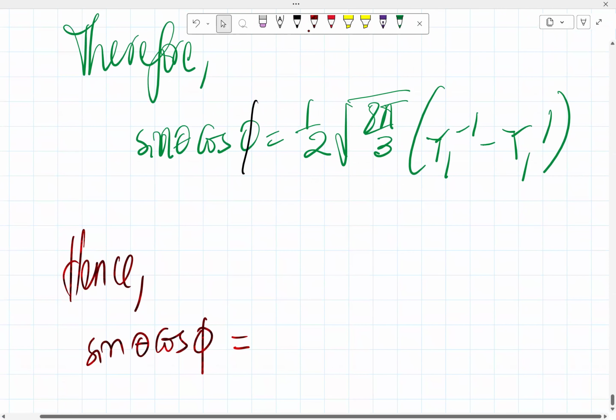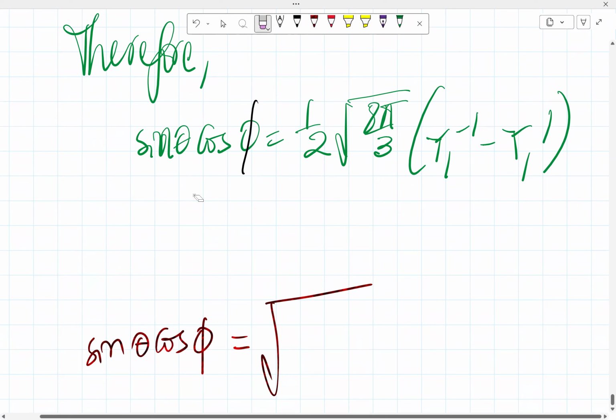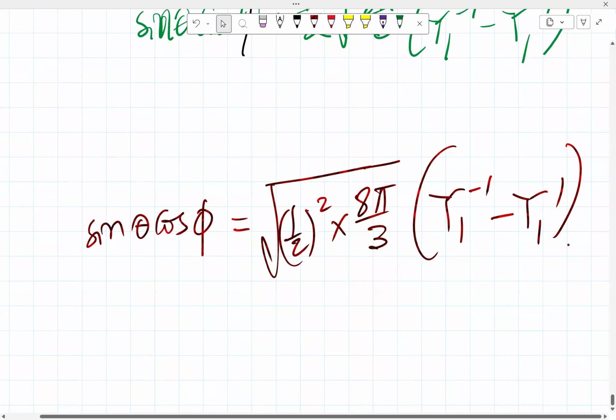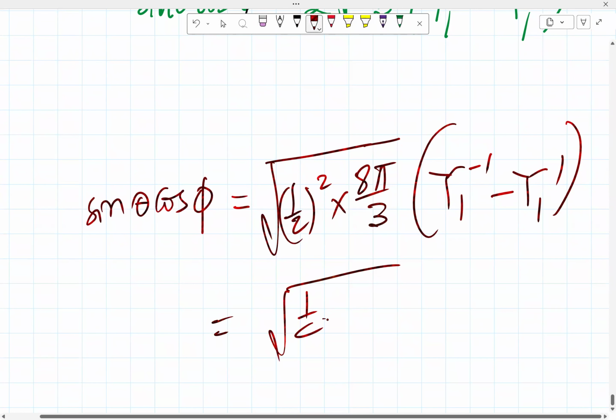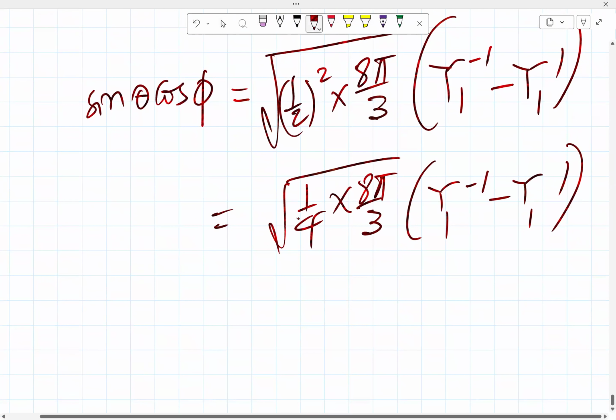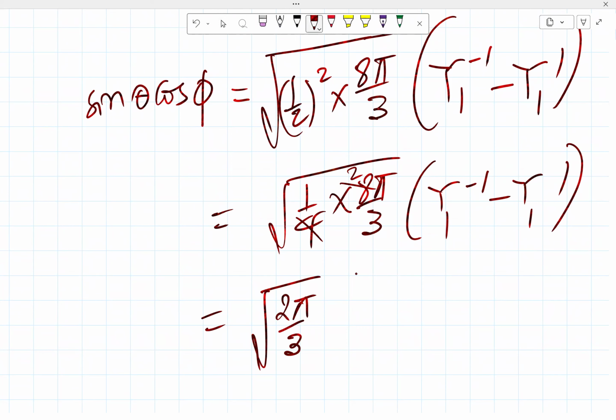Okay, if you take the square inside, that's square root of, before I say hence, if you take this inside, that'll be 1 over 2 squared, times 8 pi all over 3. If you take this inside, that'll be yi minus 1 minus yi 1, like that. So this will be square root of 1 over 4 times 8 pi over 3 into yi minus 1 minus yi 1. So this 4 here is 2, 4 here is 1, 4 here is 2. So that'll be square root of 2 pi over 3 into yi minus 1 minus yi 1.